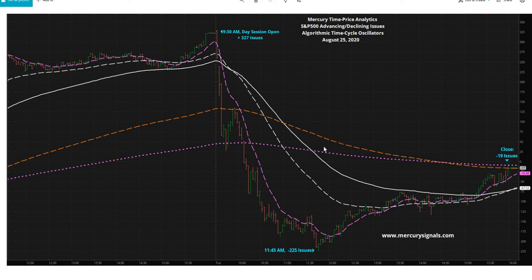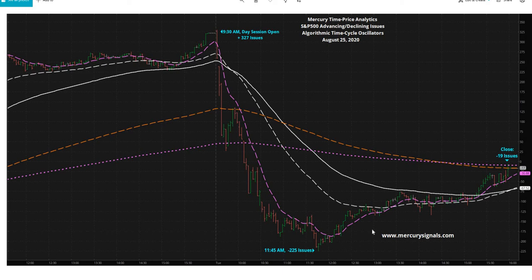something doesn't smell right. This is your day session open. S&P 500 advancing versus declining issues. Plus 327, all right, 930. 1145 minus 225. That, my friends, is a pretty profound swing. That's not bullish, nor is closing again with negative breadth. That's not bullish either. And the problem is, if you get even a mild correction in those big 5 tech stocks, what do you think is going to happen to the S&P 500? This is not good. This is not good at all.